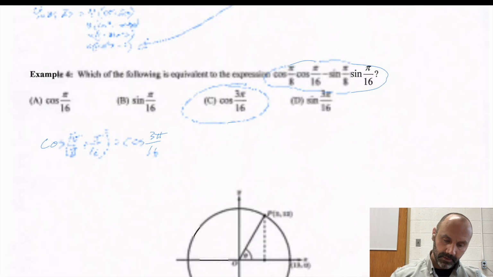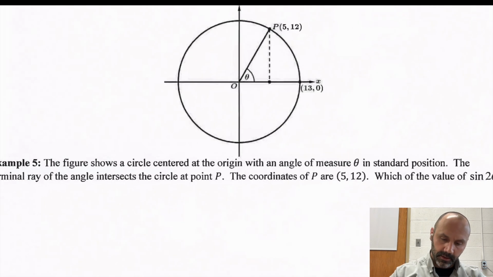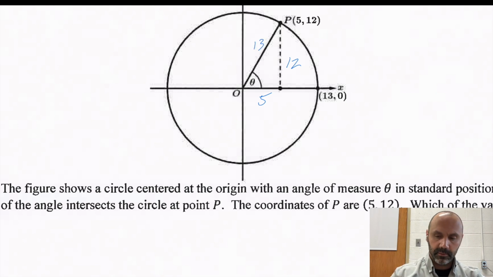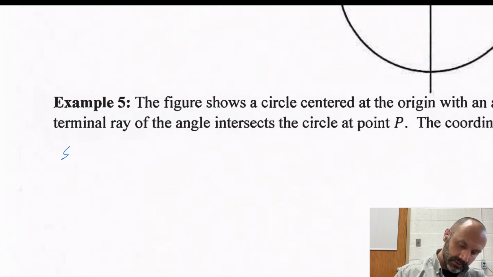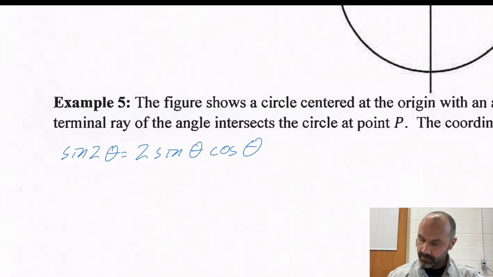Okay. Last example. Example 5, they're giving us a triangle, and they tell us the coordinates are 5 and 12. This is a 5, 12, 13 right triangle. You can use the Pythagorean theorem, but if you know your Pythagorean triples, then this comes out pretty easily. Memorize the Pythagorean triples. Know them. Okay, so I want to know the value of sine 2 theta. Well, I know according to the identity that sine of 2 theta is 2 times sine theta times cosine theta. That's my identity. So I need to find what sine theta is and what cosine theta is.